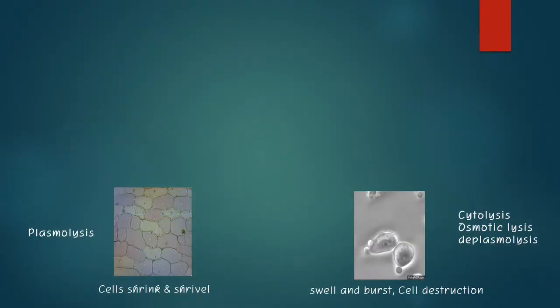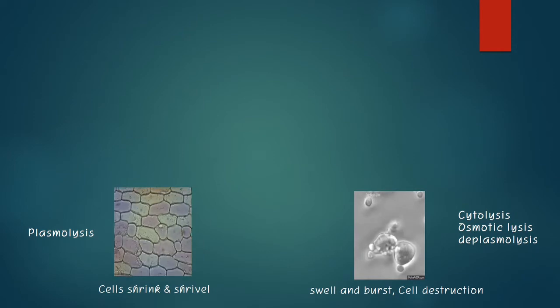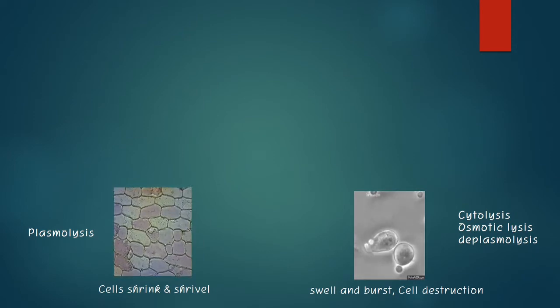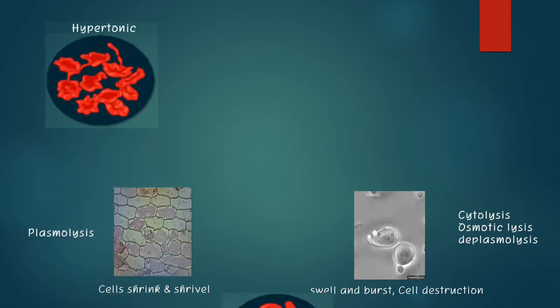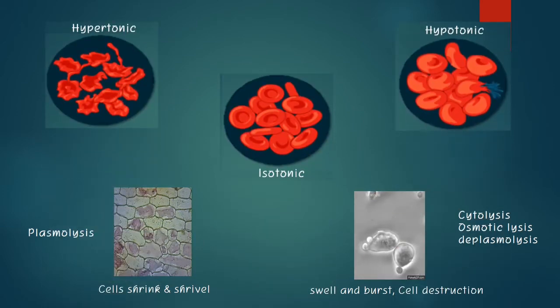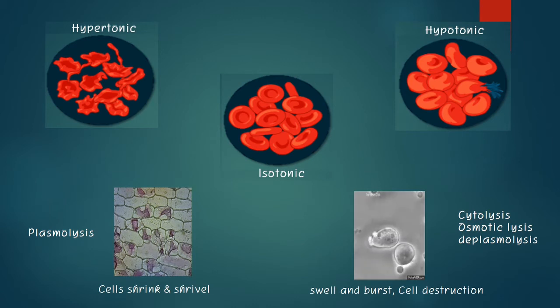Let us analyze the effect of osmosis in relation to varying solution. There are three identified tonicity: the hypertonic, the isotonic, and the hypotonic. In hypertonic at your left, you will administer a highly concentrated fluid to the ECF.